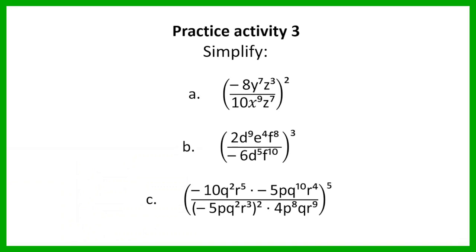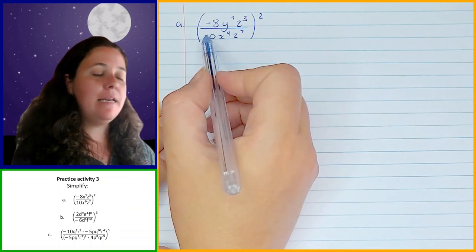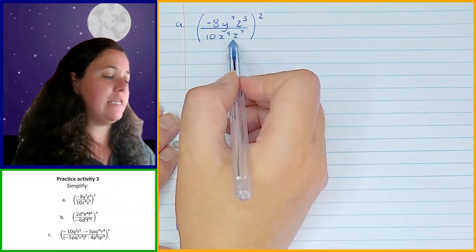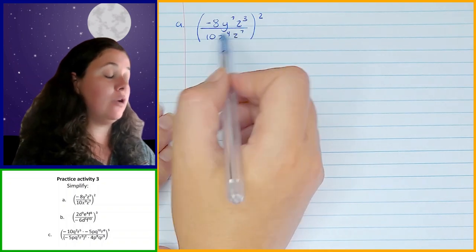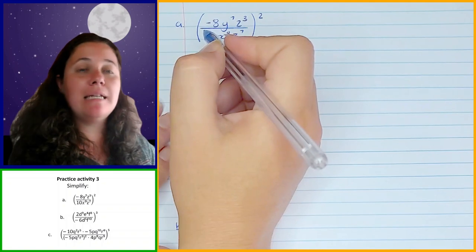Okay, so let's see how those questions went. So the first one we had in brackets, negative 8 y to the power of 7 z cubed over 10 x to the power of 9 z to the power of 7, all in the brackets, to the power of 2. Okay, so first I'm going to simplify what's inside those brackets.